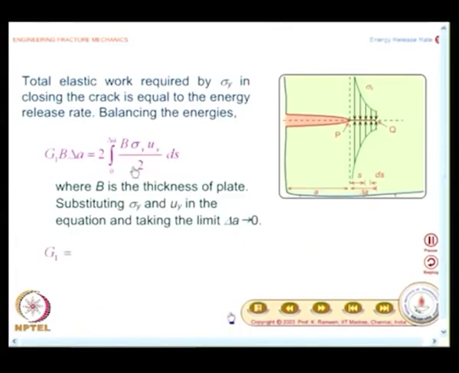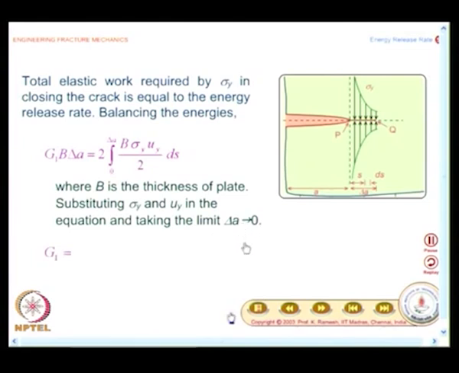In all our development, unless it is explicitly stated as impact loading or dynamic loading, we always assume the loads are gradually raised. That is why you have a factor of half of force into displacement, that is what you are writing here. And we will also have to bring in another important aspect, that we want to take the limit delta tends to 0.